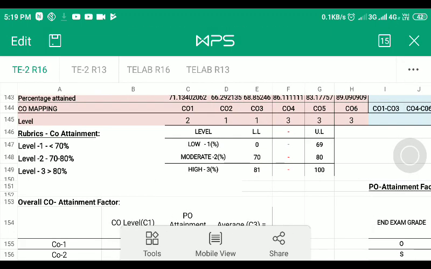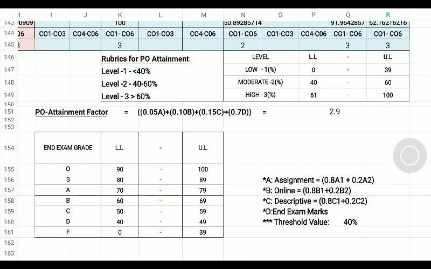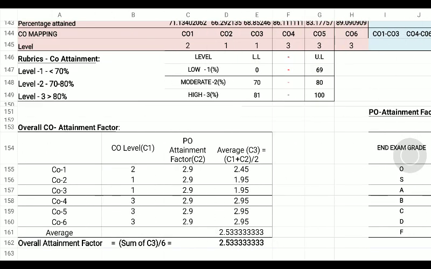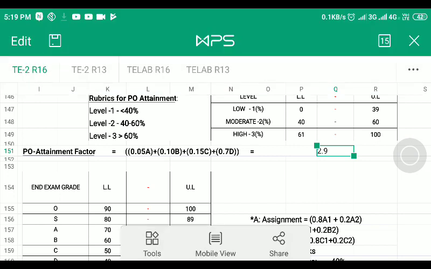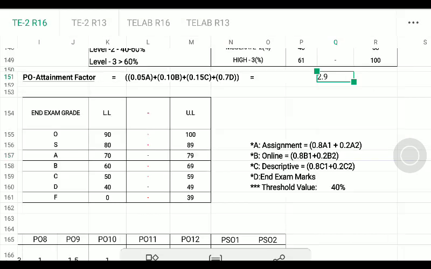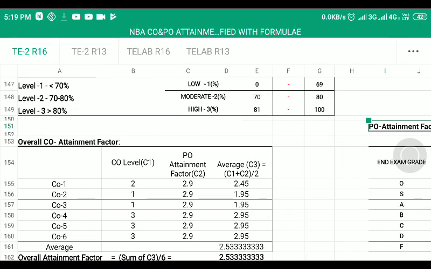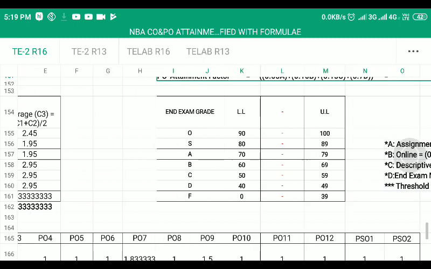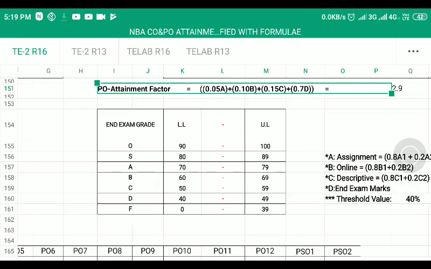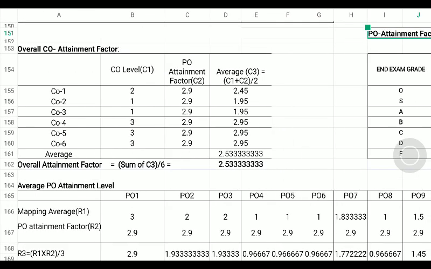Okay, here also we have given the table for the CO attainment, and this is for PO attainment. Here I also have the formula. This is the value which directly came from the formula, and then this is the CO attainment factor table, and this is just for grades and exam grades, just for reference. So in this, these are the CO levels.